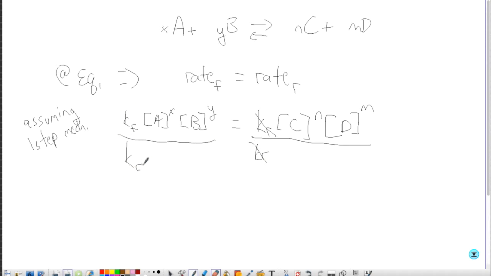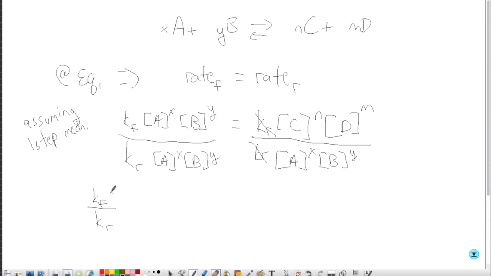All right, so now I've got KF over KR, and I just have to divide both sides by the concentration of A to the X, concentration of B to the Y. So now I get KF over KR.